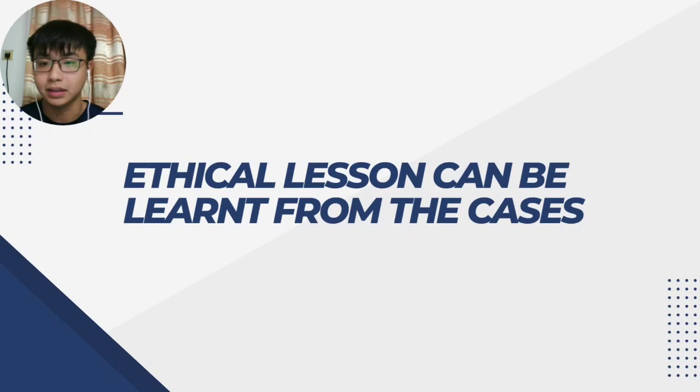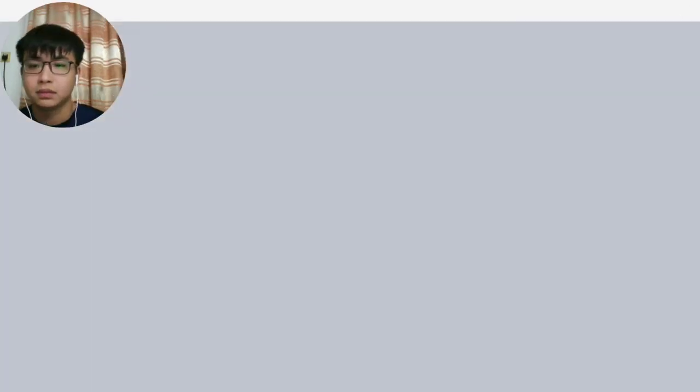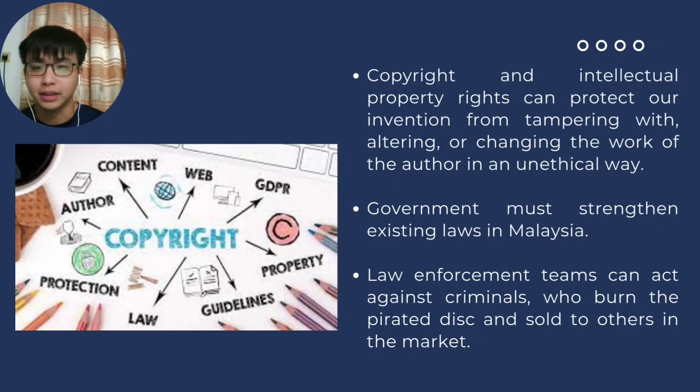Next, I will present the ethical lessons that can be learned from the cases. Based on the research, we can learn that copyright and intellectual property issues are very important in our life. It is because copyright and intellectual property rights can protect our inventions from being tampered with, altered, or changed by others in an unethical way. So, to reduce property and copyright infringement among us, the government must strengthen existing laws in Malaysia. For example, law enforcement teams can act against criminals who burn the related discs and sell them to others in the market.